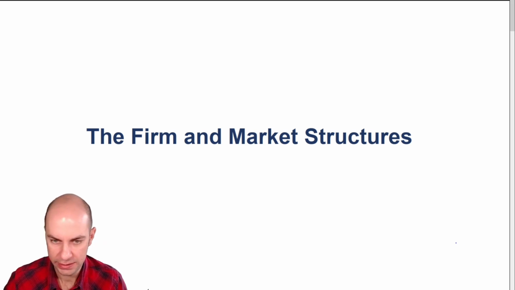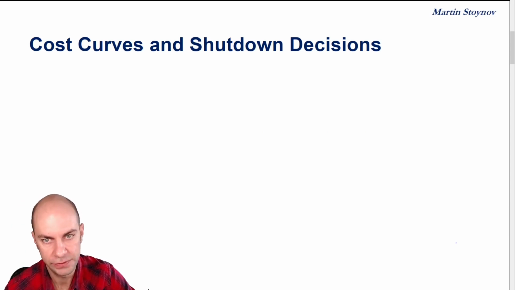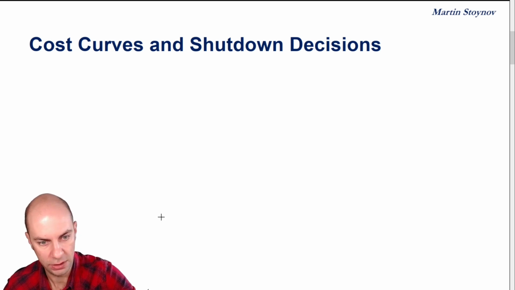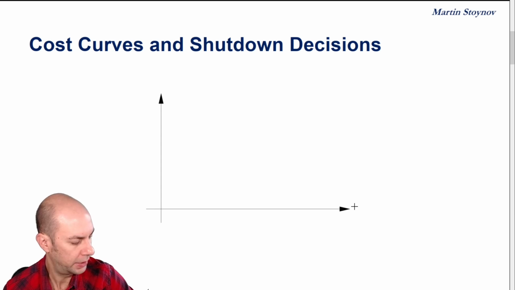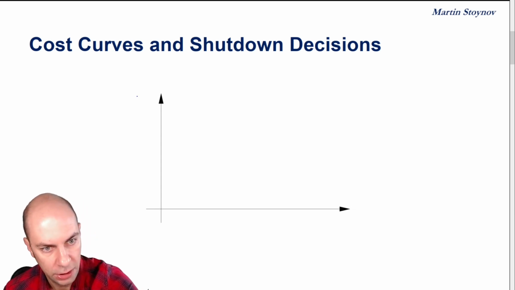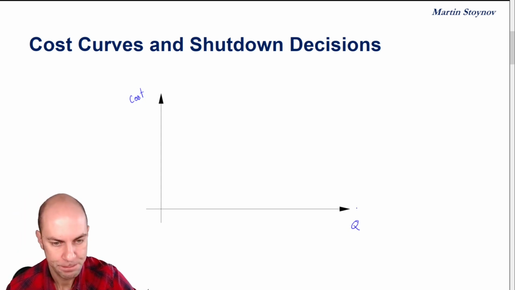So let's get started. Okay, so we're going to be talking about cost curves and shutdown decisions. And I would like to draw our curves. So we're going to have the cost on the vertical axis and quantities on the horizontal axis. And we're going to be thinking about different types of economics curves.